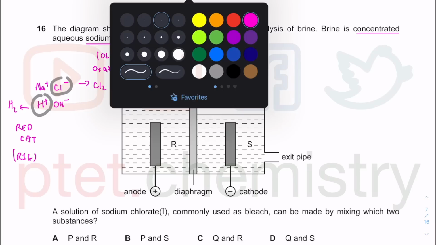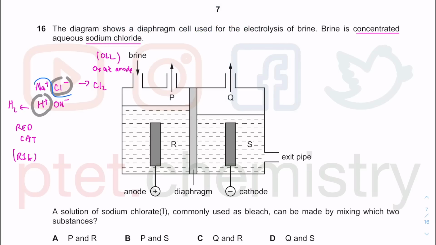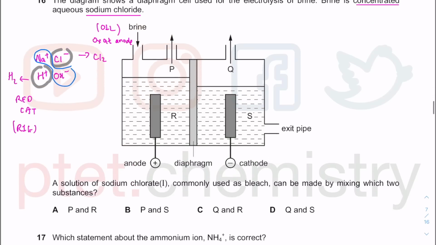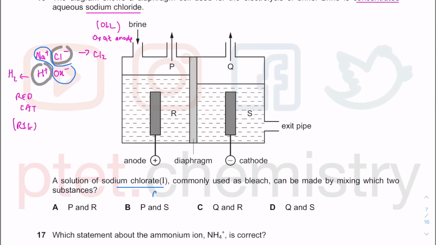Leaving behind Na+ and OH-, you're going to get an alkaline solution. Now, a solution of sodium chlorate(I), that is ClO- Na+. You can work out the oxidation number. NaClO is a common product in disproportionation reactions when you have NaOH reacting with Cl2, classic group 7 disproportionations.